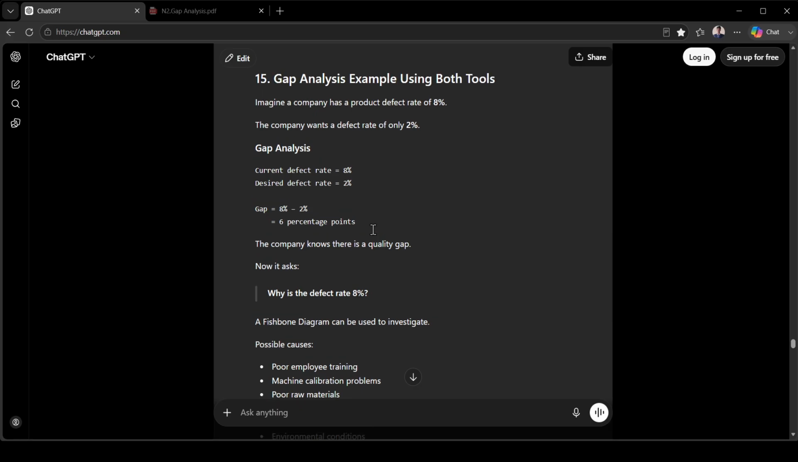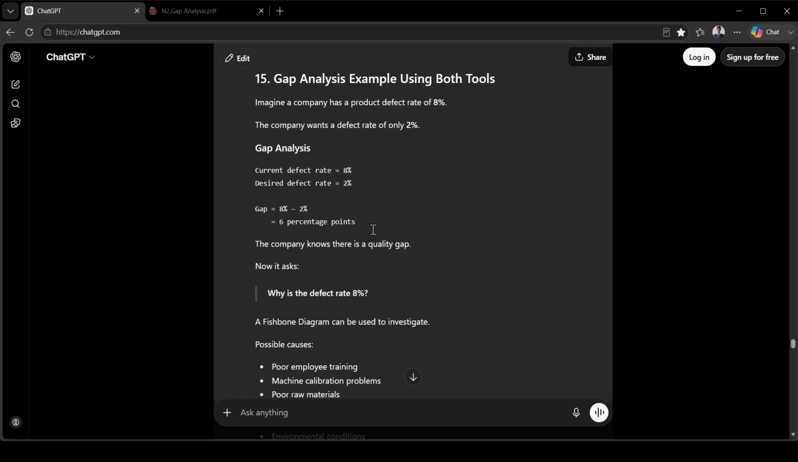Gap analysis example, using both tools. Imagine a company has a product defect rate of 8%. The company wants a defect rate of only 2%. Gap analysis: current defect rate 8%, desired defect rate 2%. Gap: 8 minus 2, 6%.